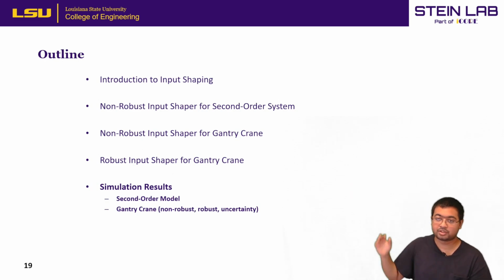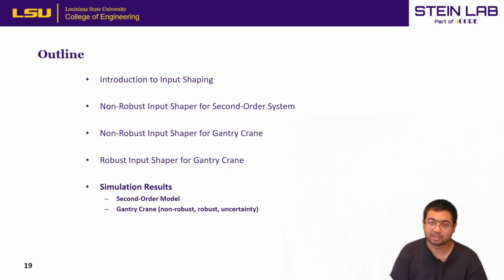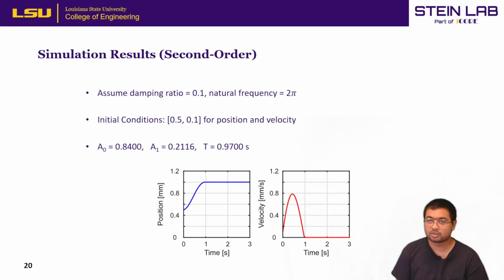So I'll show you our simulation results for both the second order model and the gantry crane, for both non-robust and robust. And we'll also consider an uncertainty case. For our simulation results for the robust solution, we used CasADi. For our second order system, we'll assume a damping ratio of 0.1 and a natural frequency of 2 pi. We will also consider initial conditions 0.5 and 0.1 for position and velocity respectively.